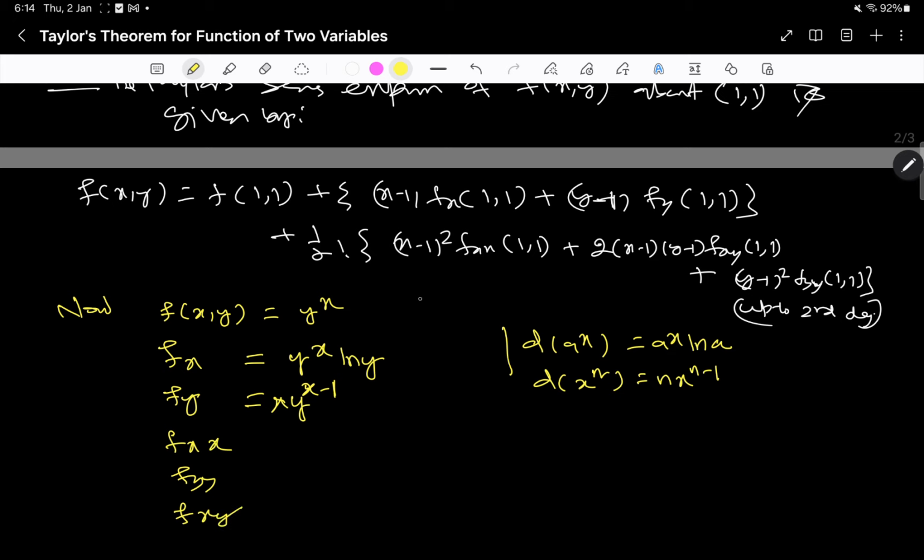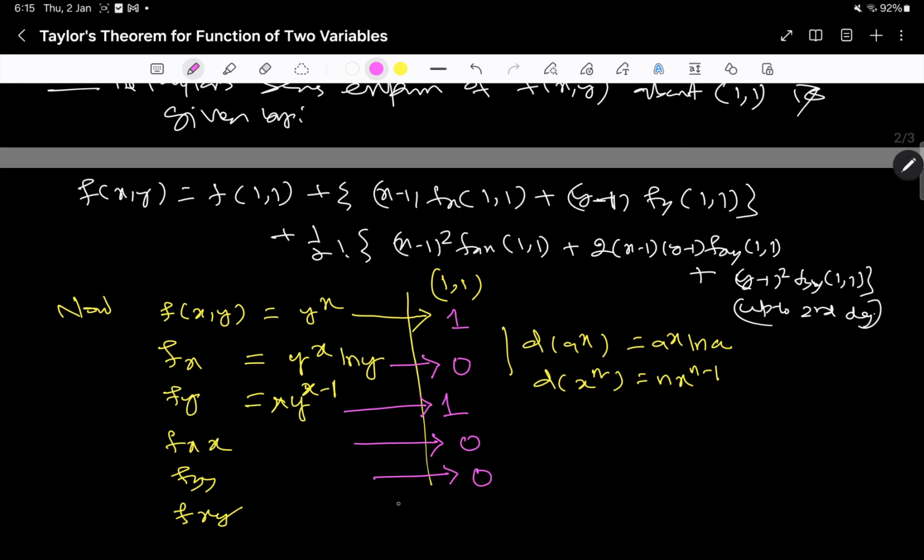Now the point is 1, 1, so what is the value of y to the power x? It is 1 to the power 1, which is 1. And what is the value of fx? fx will be log 1, which is 0. And what is fy? Putting x as 1 and y as 1, it is 1. Similarly fxx will be 0, log 1 will be 0. Similarly fyy will be 0, and fxy will be minus 1. So these are my values.